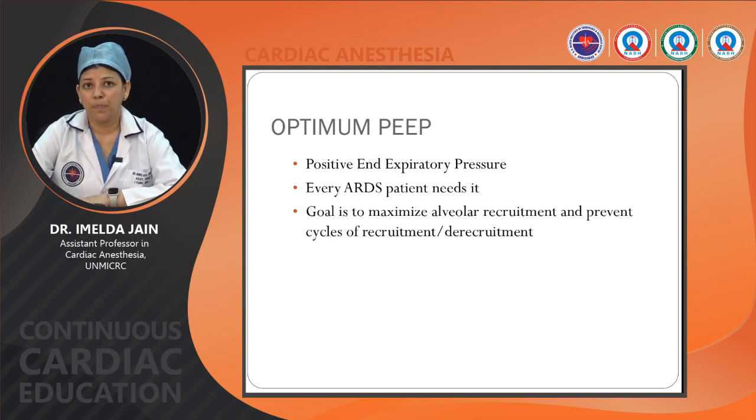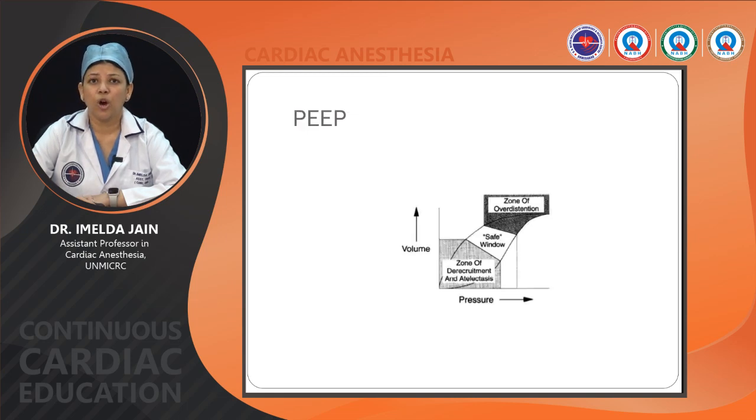The goal of optimal PEEP is to maximize alveolar recruitment and prevent the cycles of decruitment and recruitment in the lung. So, this is a normal pressure volume curve. This is a sigmoidal curve in which there are 3 zones. Number 1 is the zone of decruitment and atelectasis at lower PEEP levels. On the right-hand side is a zone of overdistension, at very high levels of PEEP, when the alveoli get overdistended and the gaseous exchange between the capillaries and the alveoli cannot take place. So, there is a safe window at the level of optimal PEEP, where the gaseous exchange takes place.